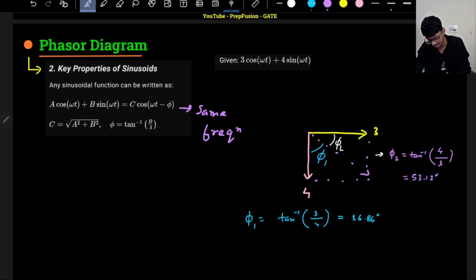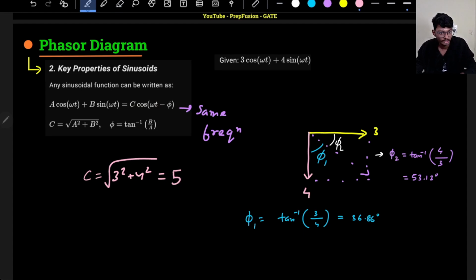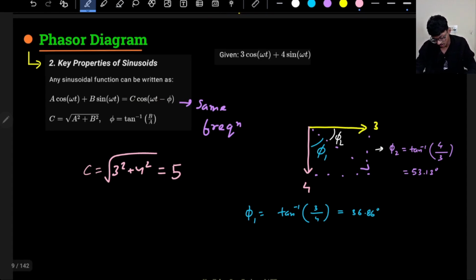So what will be the value of C? C will be the magnitude basically. That is very, very simple. It is Pythagoras theorem, so it will be the square root of a square plus b square. So it will be 5. C is 5, and phi is 36.86, whichever way you want to write.